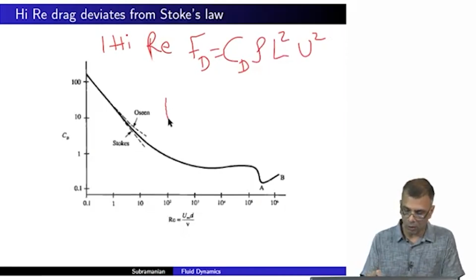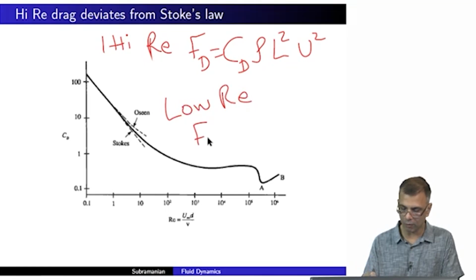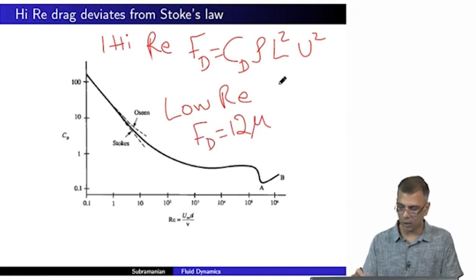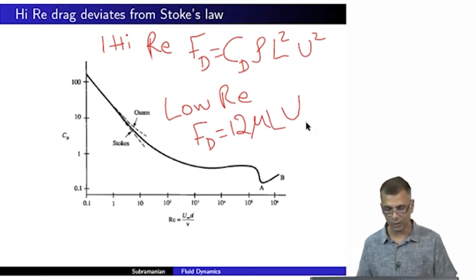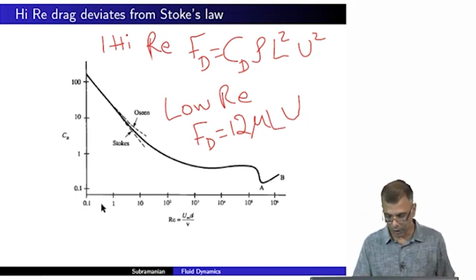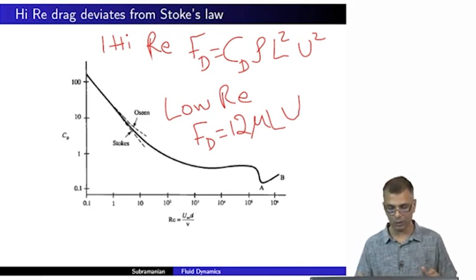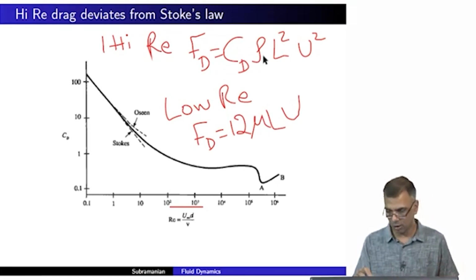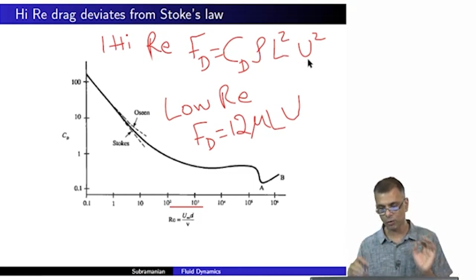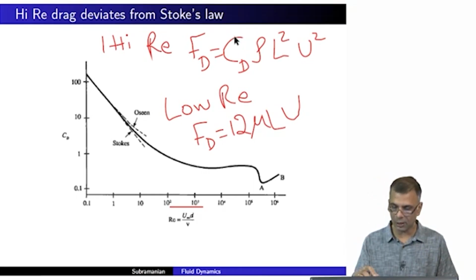And at low Re, however, we had the Stokes law, and F sub d was equal to some 12 times mu, and we had the U here, we had the L here, something like this. I hope I'm not making a mistake, please verify this. So now what we're plotting here is the Reynolds number on the very same graph that we saw before. We're plotting the Reynolds number on the x-axis against this dimensionless quantity, and the combination of rho L squared and U squared has the dimensions of force.